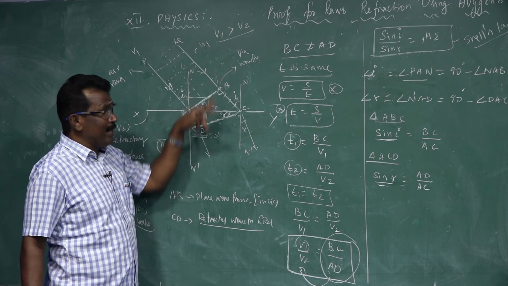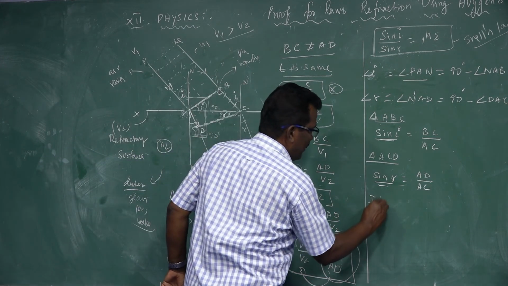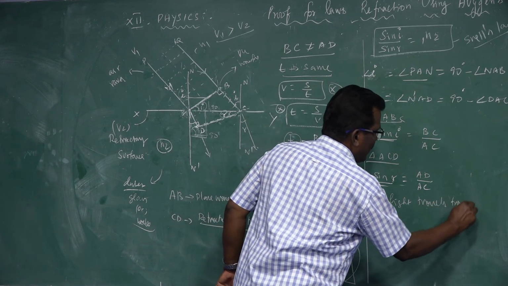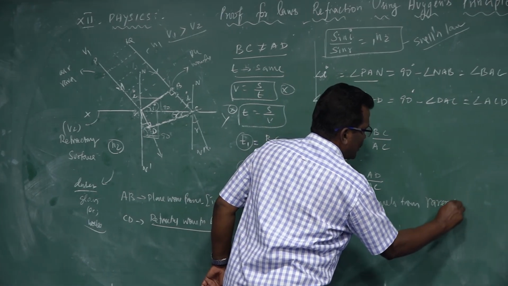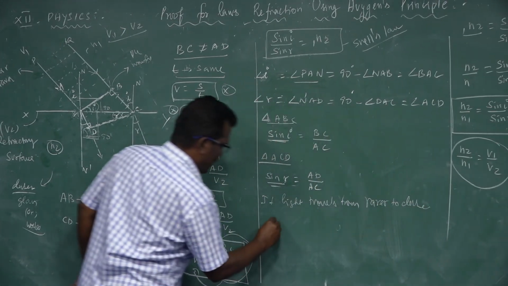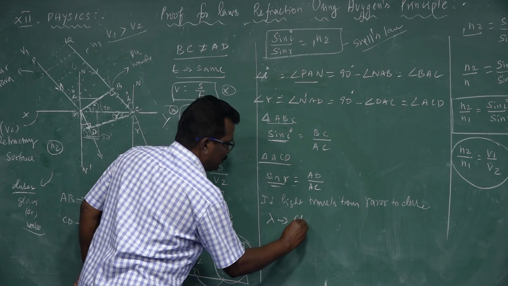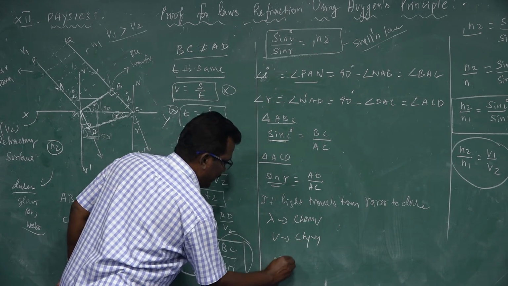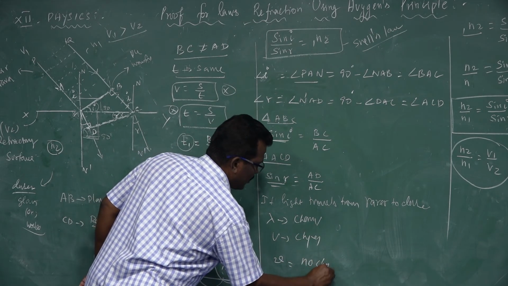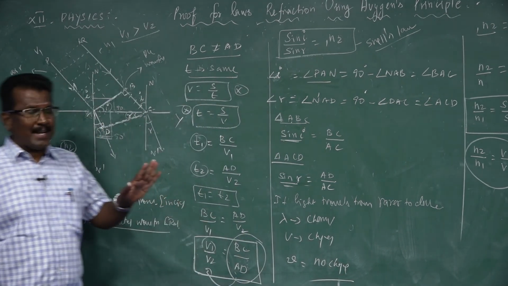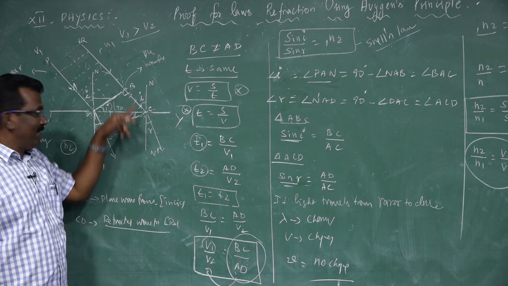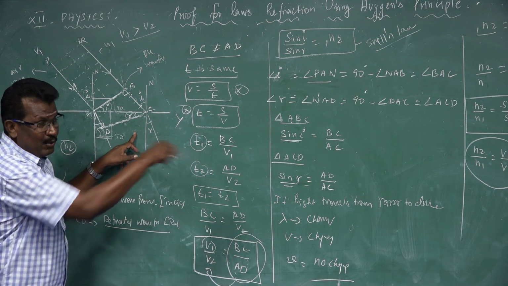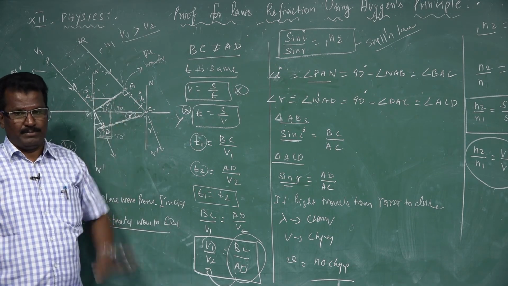Light travels from a rarer medium to a denser medium. If light travels from rarer to denser, the wavelength lambda changes, the velocity changes, but the frequency does not change. Its velocity decreases and the wavelength changes. How the wavelength changes, we are now going to prove. And the frequency remains constant.